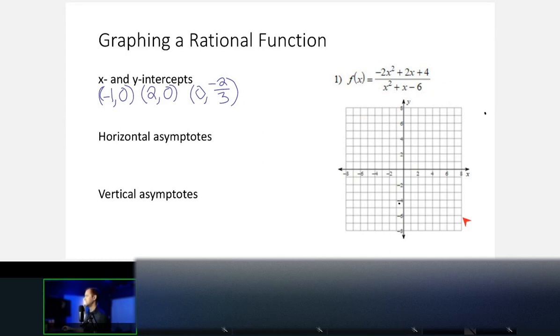GCF a negative 2 out. All right, yeah. Take out a negative 2, not just a 2, a negative 2. So we get negative 2 out in front, x squared minus x, and then minus 2, right? All right, then how did you factor x squared minus x minus 2? Simple method. And what are those factors then?